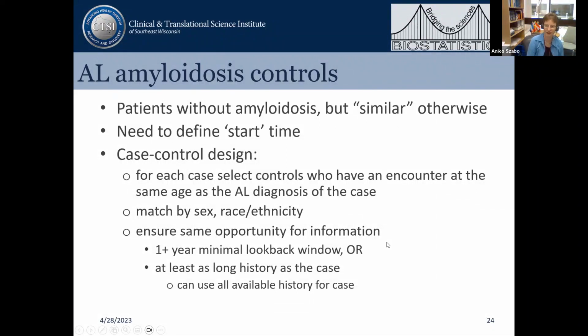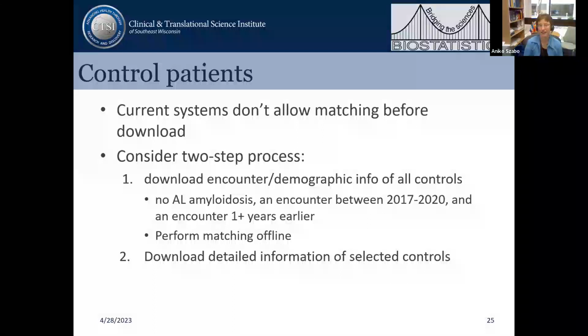Again, this is an example of how, by thinking about the potential biases, we can try to get the study design to account for at least some of them. Once you're actually trying to implement this process, it's not easy. For the controls, as far as I know, the current systems don't allow matching, so you wouldn't be able to implement it in I2B2 or something like that.